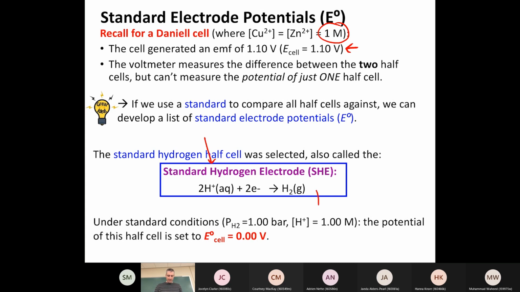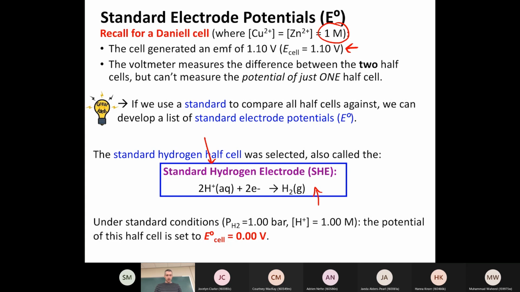So we're going to go ahead and give this a value of 0. We're going to say this is standard. We're going to have an electrode potential of 0. So an electrode potential basically means this is a voltage we're going to say exists only for this half cell. And it's kind of artificial. It's kind of fake because you can't have a voltage with just a half cell.